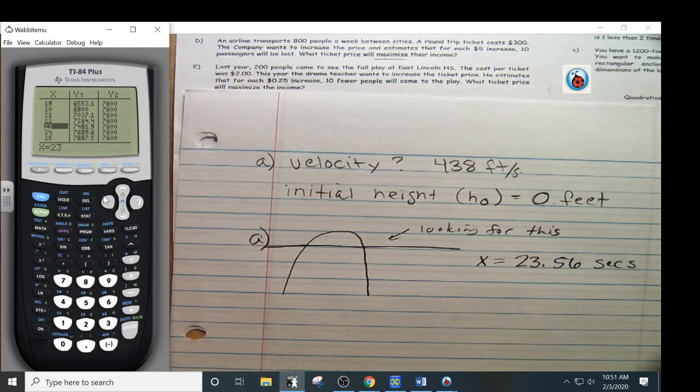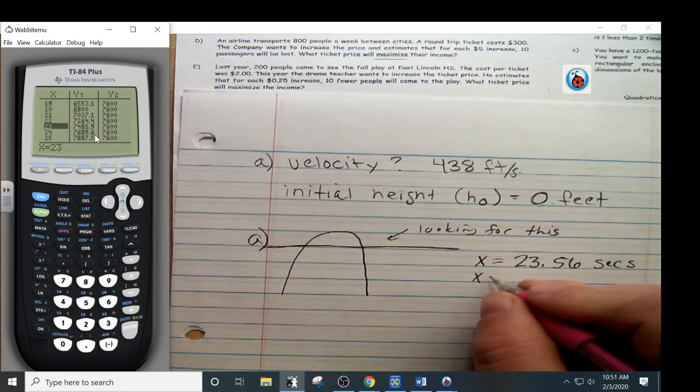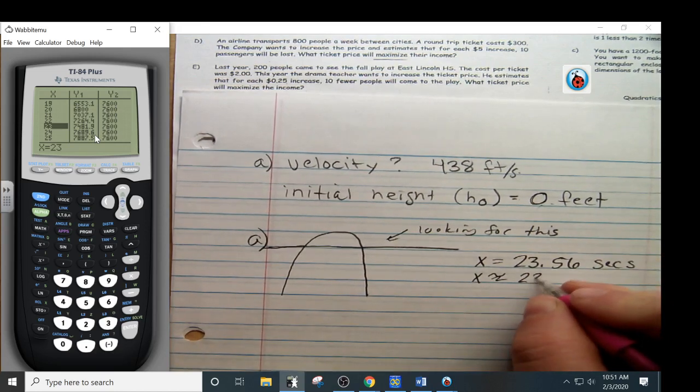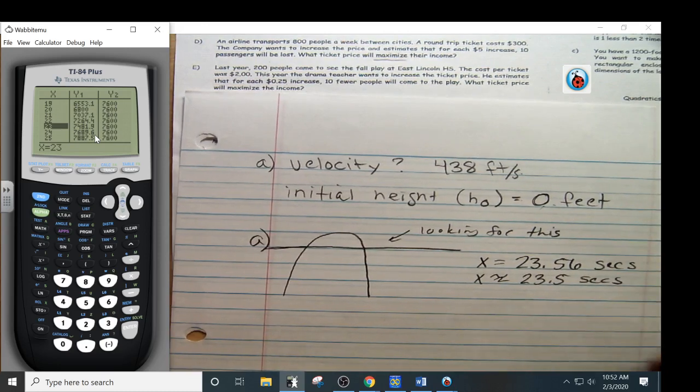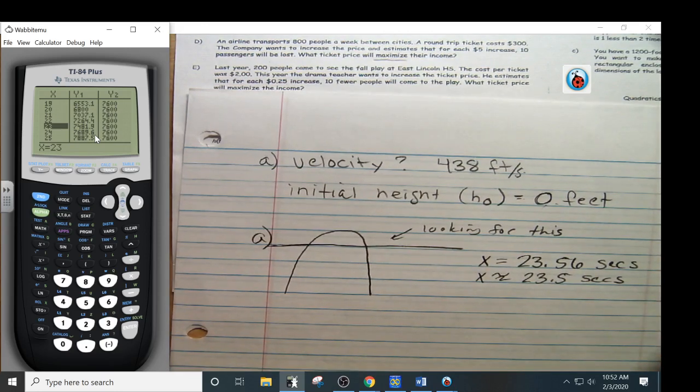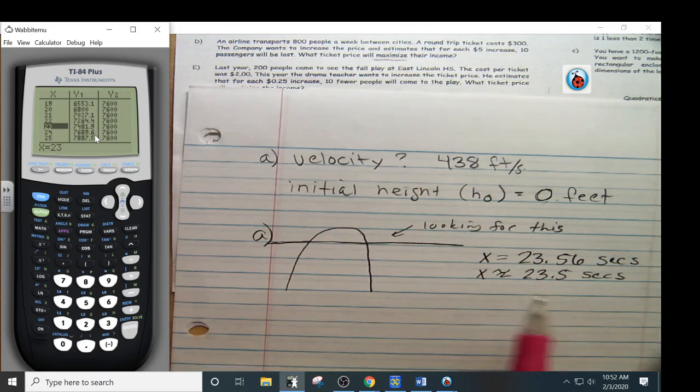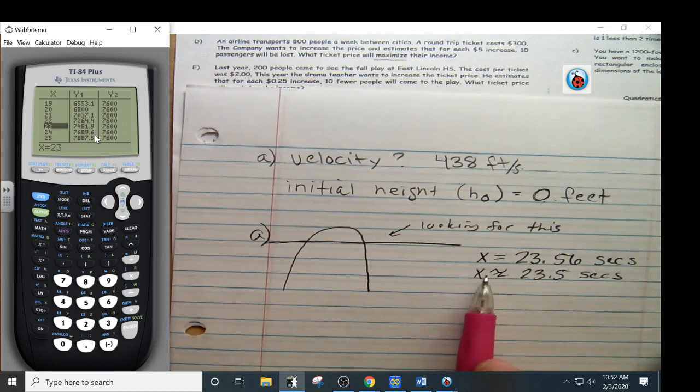All right, guys, we got 23.5 seconds. If you go to your table, at 23 seconds is 7481. At 24 seconds is 7689. They wanted to know when it was 7600. You could have just did x equals approximately. That'd be close enough, because you know it's between 23 and 24 seconds. So if you want to make it a little bit easier, you can just do x approximately 23.5 seconds. If they want to know an exact, you would have to do this.